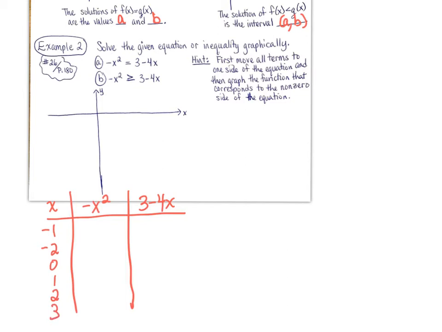So when x is negative 1, what is negative times negative 1 squared? No, it's not 1. Write it out. It's negative times negative 1 squared. You have to make sure you follow your order of operations. Put it in parentheses. Negative 1. When x is negative 2, what do you get for negative x squared? Negative 4. Good. 0. 1.